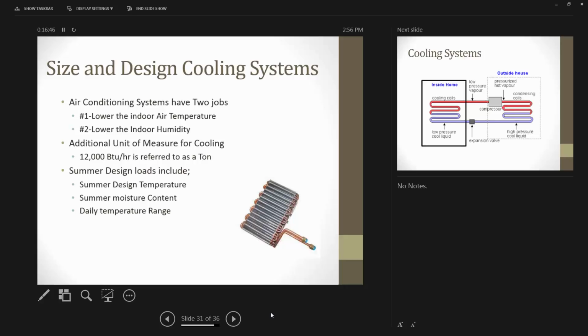Did we talk about tonnage? When we talk about cooling, a furnace is usually rated in BTUs per hour. It's going to be an 80,000 BTU capacity furnace or 50,000 BTU capacity furnace. Air conditioning units are sized differently. They're sized by the 12,000 BTU increment, and they call that a ton.